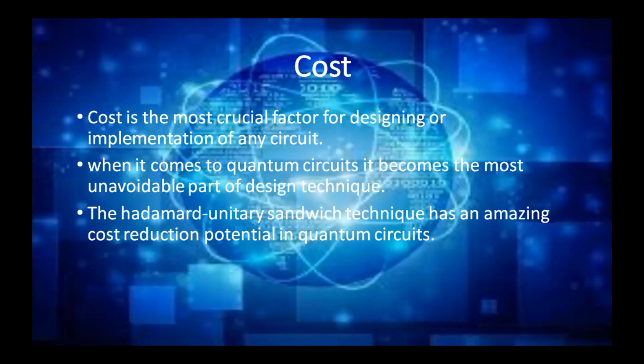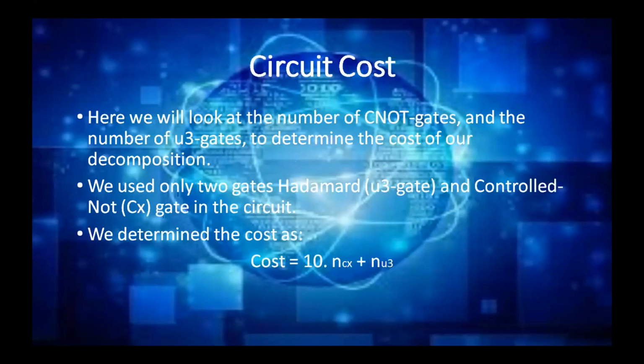Then we'll use the cost factor. Here the cost factor is the most crucial thing when designing or implementing any quantum circuit, because it becomes the most unavoidable part of the design technique. And we use the Hadamard unitary sandwich technique, which has an amazing cost reduction potential in quantum circuits. Let's see how. We will look at the CX gates and the number of U3 gates, which is the Hadamard gate, to reduce the cost of our decomposition circuit. We will use only two gates here, as we are instructed to do so. And we will determine the cost as: cost is equal to 10 times the number of controlled X gates plus the number of Hadamard gates. Okay.